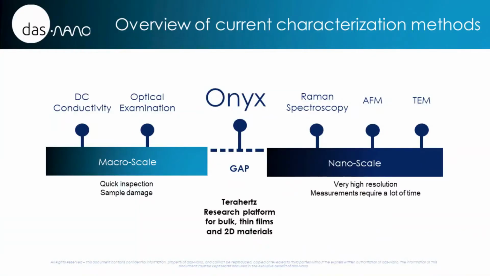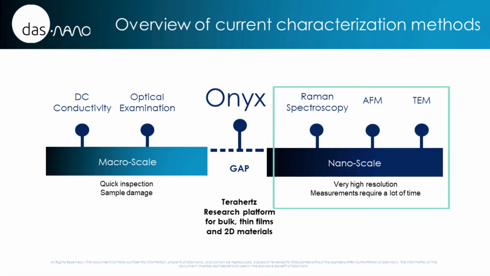Current characterization techniques can be divided in two main groups. On the one hand, macroscale techniques, such as the 4-point probe method or Van der Pauw, which allow a quick inspection but do not provide all the required information. On the other hand, we have nanoscale techniques, such as Raman spectroscopy, AFM, TEM, and like the previous ones, they allow very high resolution, but measurements require a lot of time.